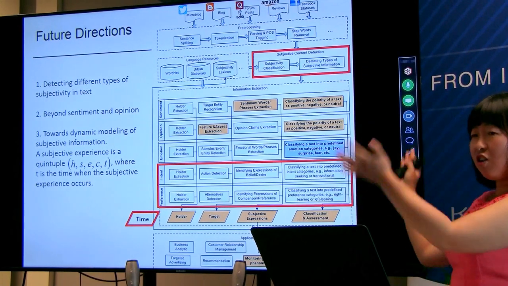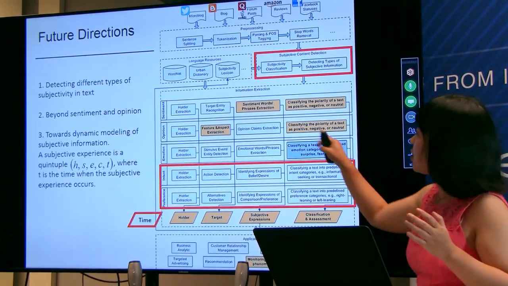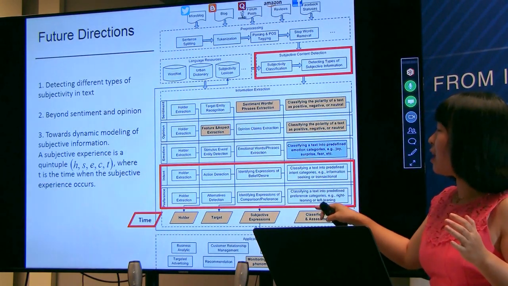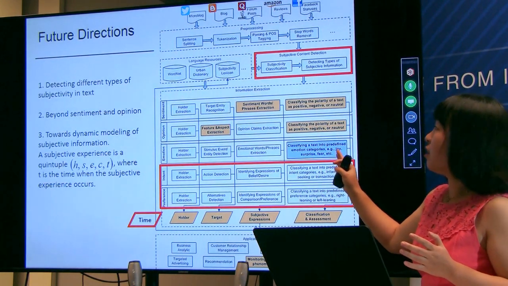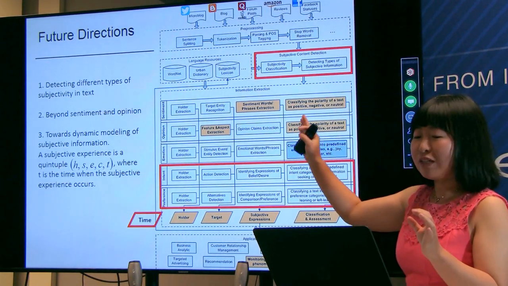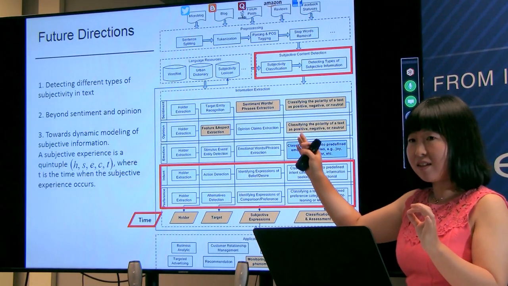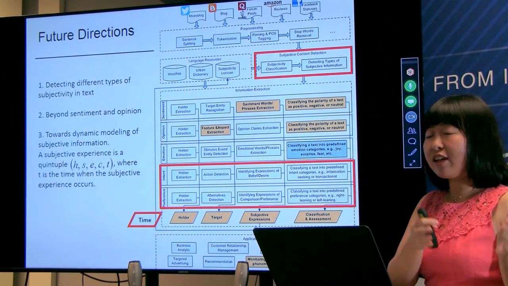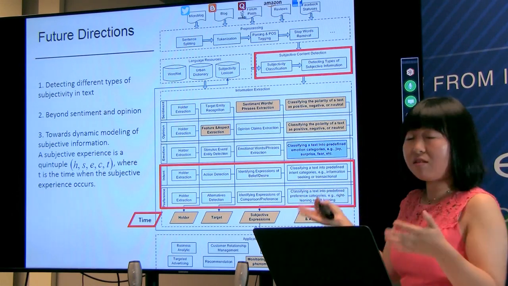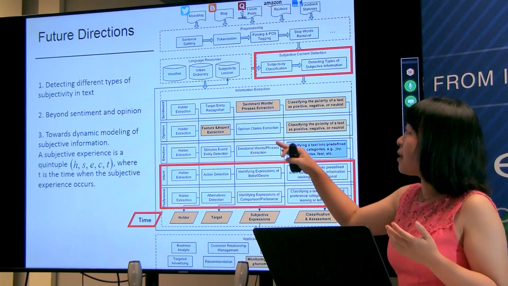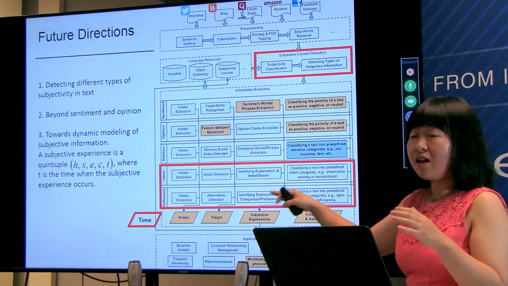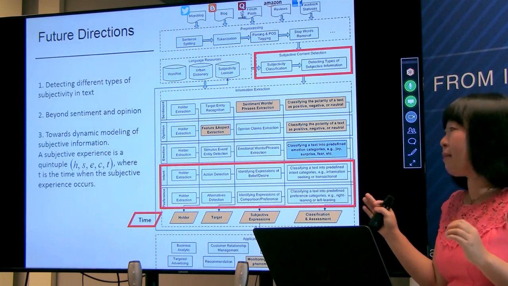I want to pronounce a few future directions. I have a large framework here, but we only focused on this part, the sentiment, the orange boxes. There are many things that can be done here. For example, we can develop classification methods to detect different types of subjectivity in text, like classifying whether a text is about intent, emotion, sentiment, or preference. There's no such work currently. Current studies still focus on sentiment and opinion, so for intent, emotion, and preference there are not many studies, and there are many things that can be done there.